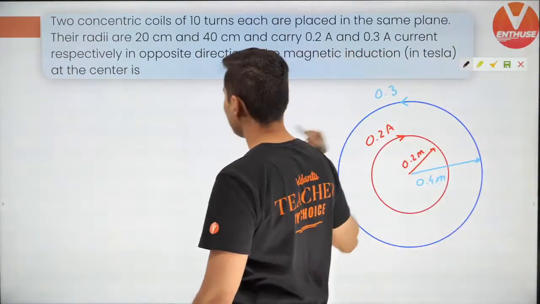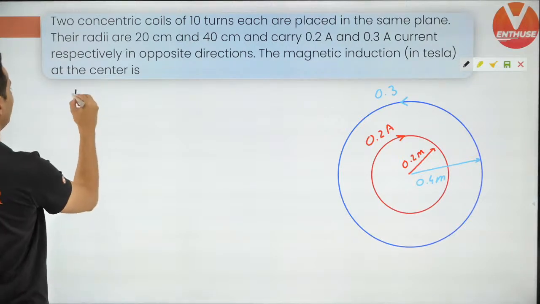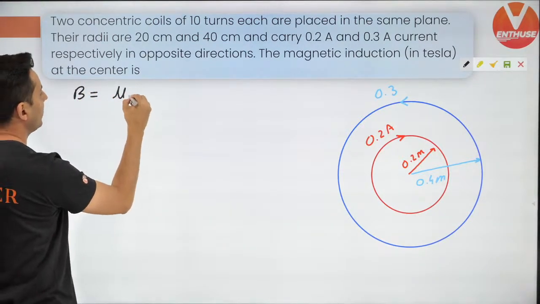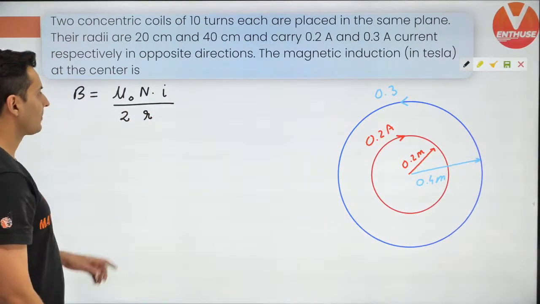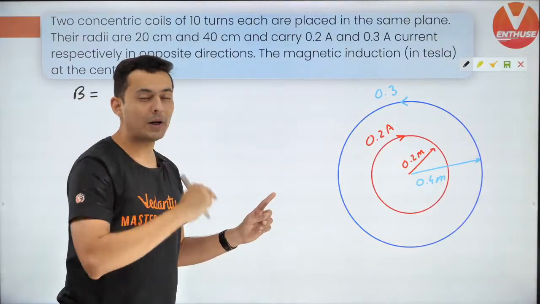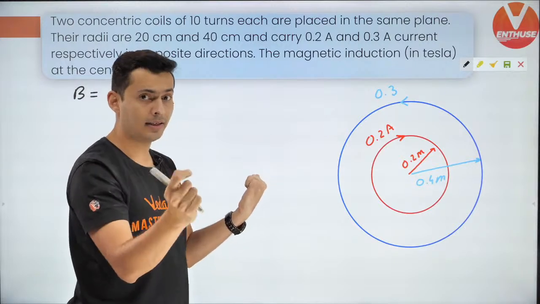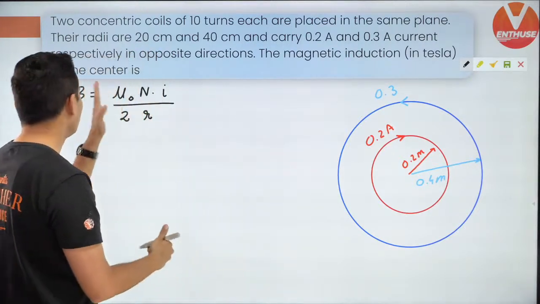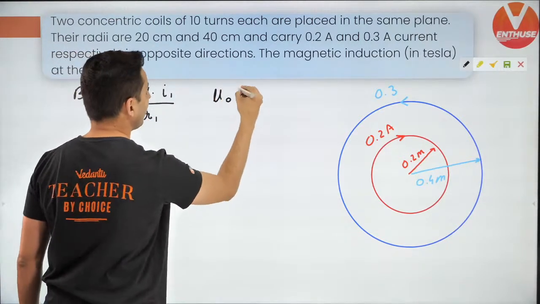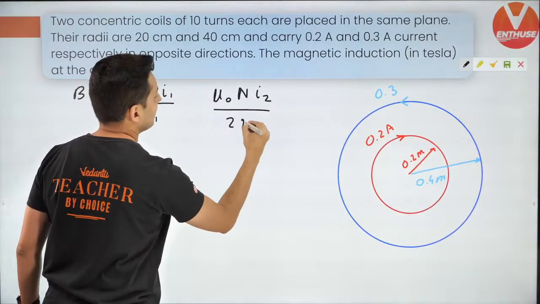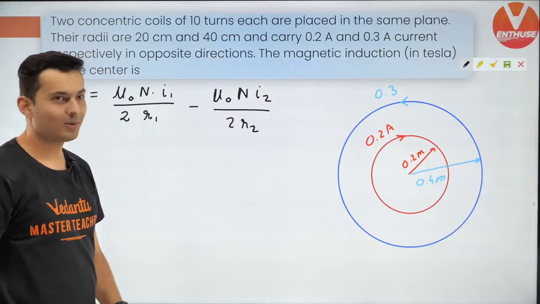Now, if this much is clear, think about it. What is the magnetic field formula? The magnetic field formula is mu naught times number of turns times current divided by 2 times radius, at the center. There are two coils and both currents are opposite, so the magnetic fields will also be opposite, so the resultant will be the difference of the two. If one wire has a magnetic field of this, the other will produce a magnetic field of this, and the difference will be this value minus this value. I hope this is clear.